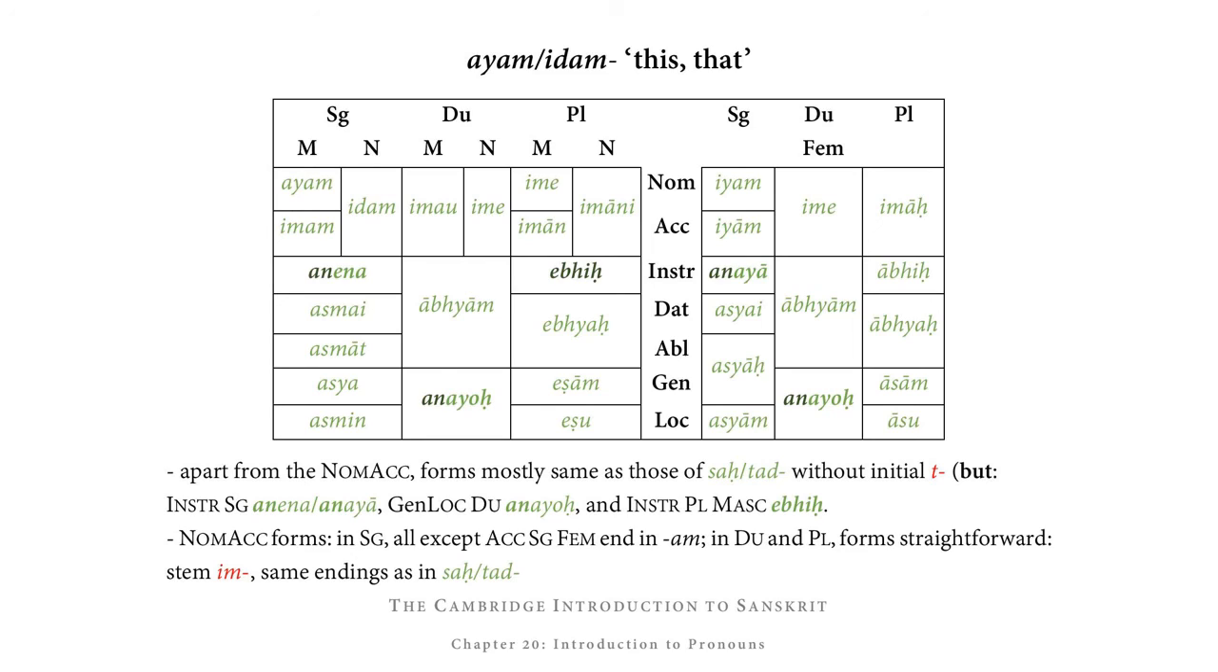The remainder, the dual and plural forms in nominative and accusative, are basically the stem im plus the endings that we already know. So imau, ime in the dual in masculine and neuter, ime in the dual in the feminine. And then in the plural we have for the masculine ime and iman, just like te and tan. In the neuter we have imani, just like tani. And in the plural of the feminine we have imah, which again is parallel to the feminine form of sa/tad, which is tah.